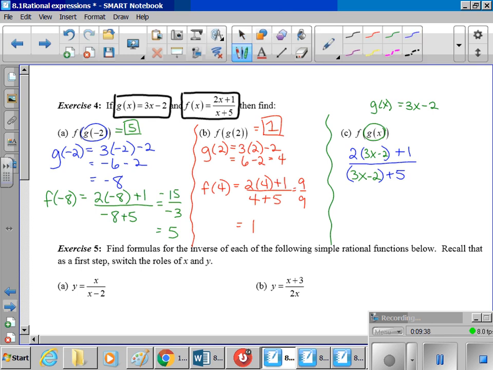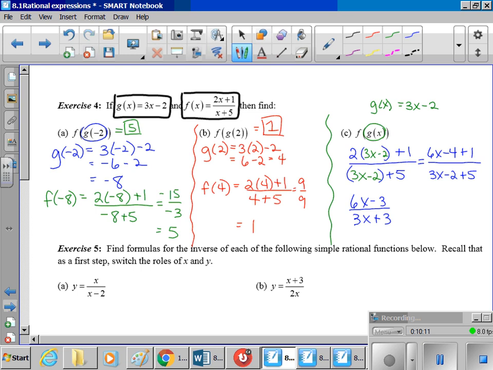Now we can drop the parentheses in the denominator and distribute the numerator. So this becomes 6x minus 4 plus 1 all over 3x minus 2 plus 5. Just drop the parentheses because there's nothing in front of them. Let's combine like terms. So 6x minus 4 plus 1 is 6x minus 3 over 3x minus 2 plus 5 is 3x plus 3.